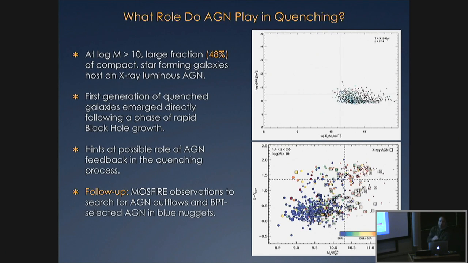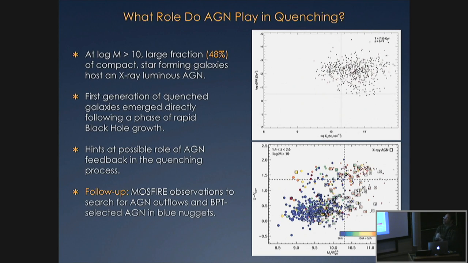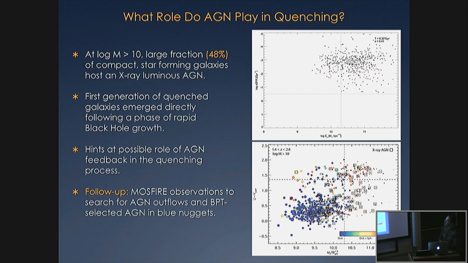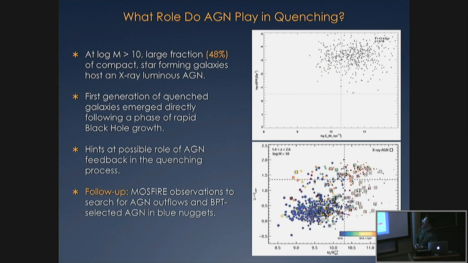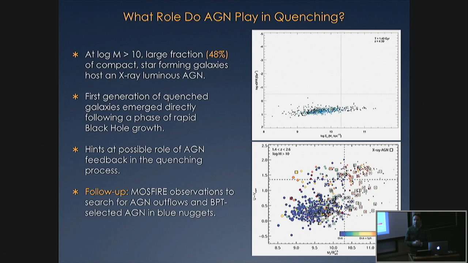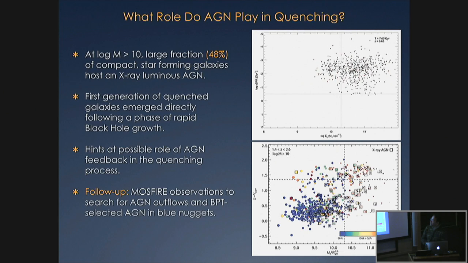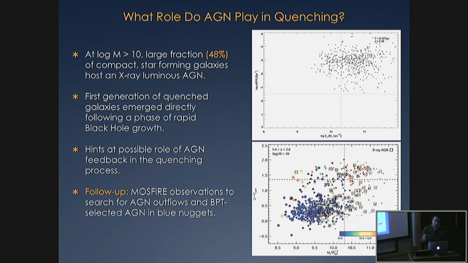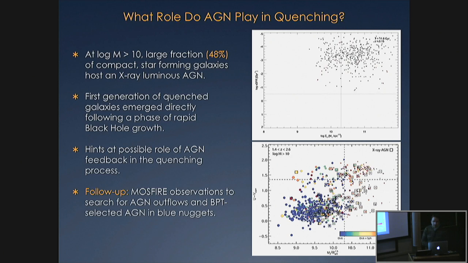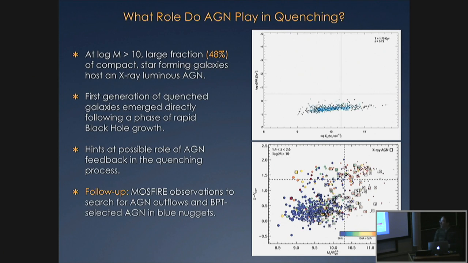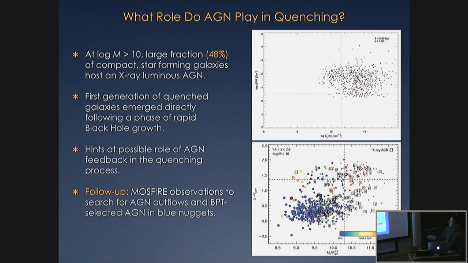And so, at the very least, it tells us the first generation of quenched galaxies emerged directly following a phase of rapid black hole growth. But if we extrapolate a little bit, we can see that there are hints at a possible role of AGN feedback in actually driving that quenching process. So we're in the process right now of getting some follow-up observations, particularly with MOSFIRE at Keck, to look for signs of large-scale outflows in exactly these systems.